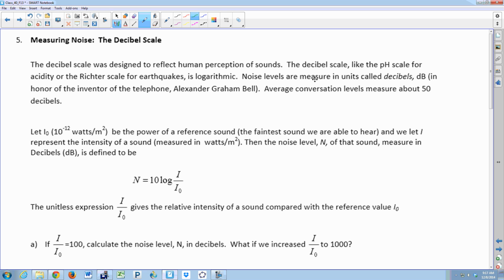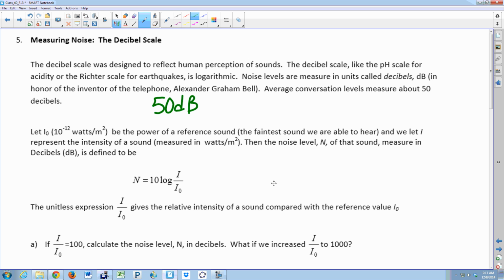So let's take a look at this. This is kind of an interesting thing. Average conversation levels, we are around 50 decibels, just to give you a sense of the average conversation. So if we were looking at a jet engine or a rock band, which we're going to look at in a few minutes, versus a bird out there chirping, this just gives you a frame of reference for this noise level.